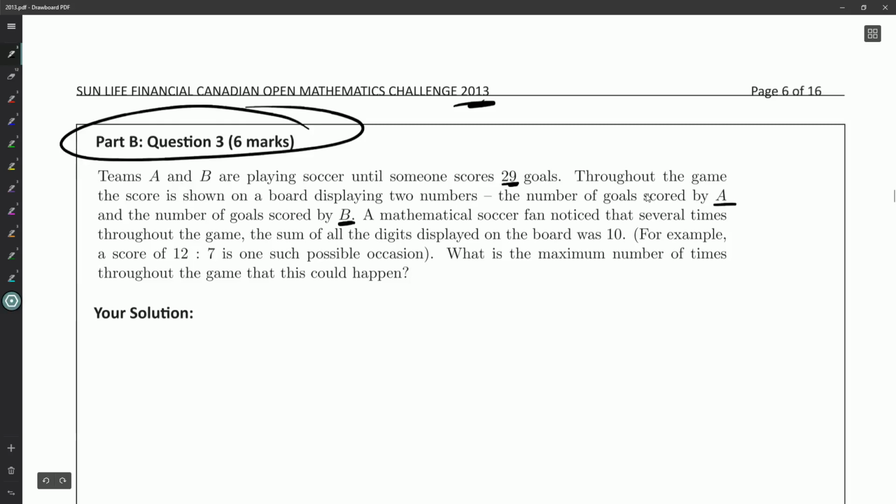A mathematical soccer fan noticed that several times throughout the game, the sum of all the digits displayed on the board was 10. For example, a score of 12-7 is one such possible condition, because 1 plus 2 plus 7 is 10. Okay. What is the maximum number of times throughout the game that this could happen?